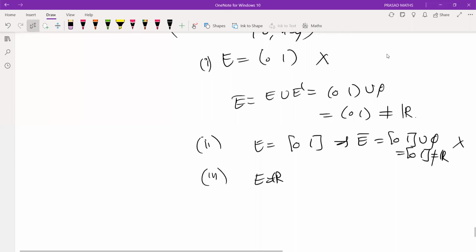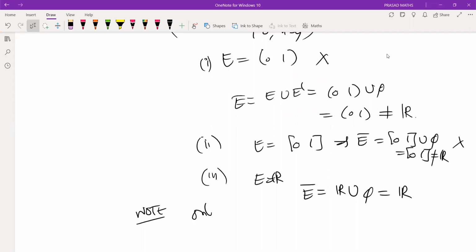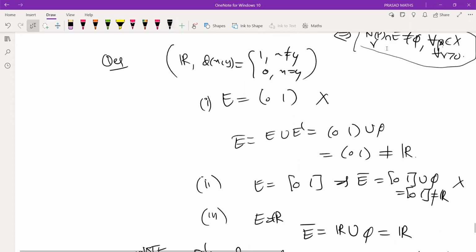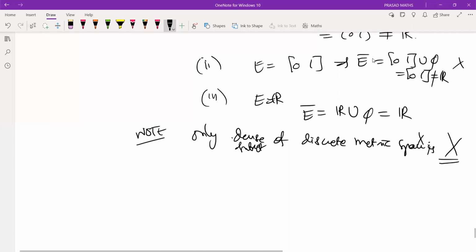Understand? If you take R, what is E closure? E union its derived set. This is R. So what you observe is the only dense subset of a discrete metric space is the full space X. Any dense set, the only dense subset of a discrete metric space X is X itself.